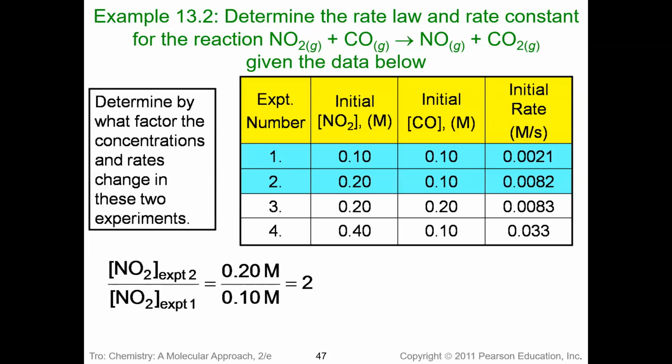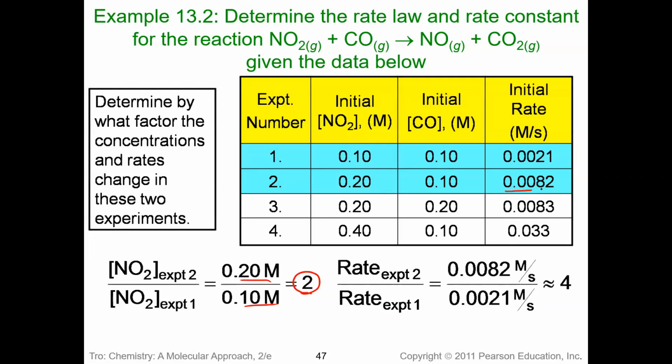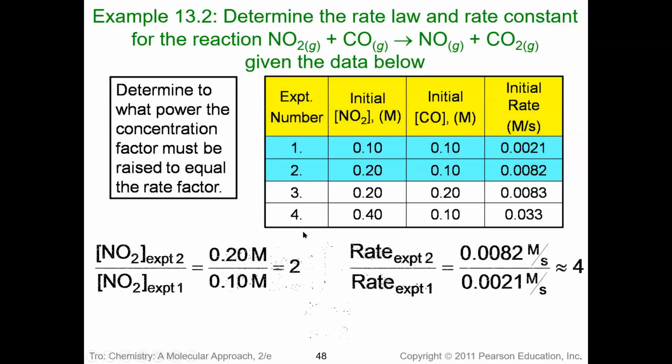Okay, so what does it mean by inspection? So what we did was we compared experiment 2 to experiment 1. And you can see it doubled, right? From 1 to 2, it doubled. And then we look here, this one went from 0.8 to 2.1. This one quadrupled to 4. So remember, when this doubles and this goes up by 4, it's going to be a second order.